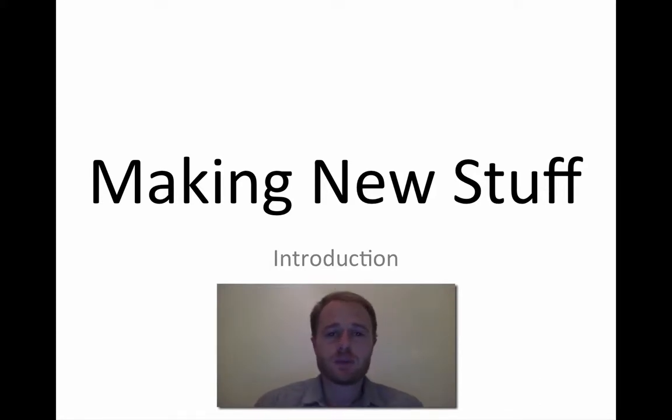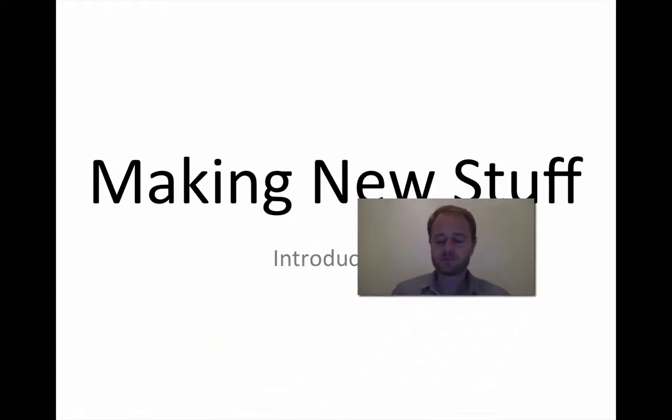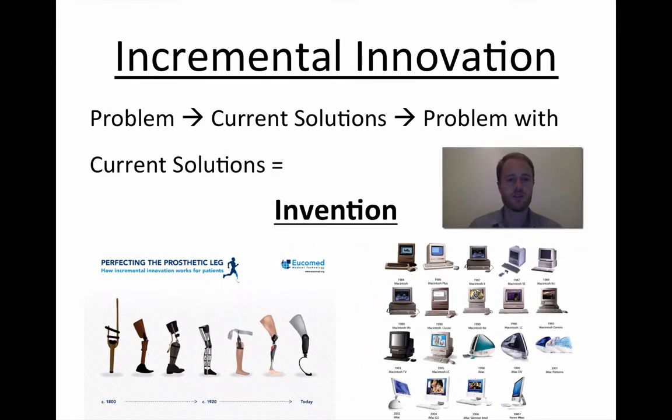The first video is about making new stuff. What we're going to be working on in our club is incremental innovation, where you take increments or small steps to improving a product. It's like product evolution. You want to start out with a problem. Focus on a real-world problem and look at the current solutions to this problem. Then you want to find problems with that current solution, and when you find the problems with the current solutions, you come up with your invention.